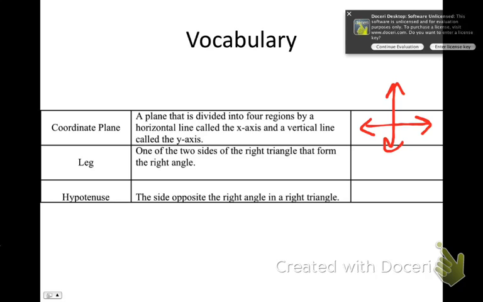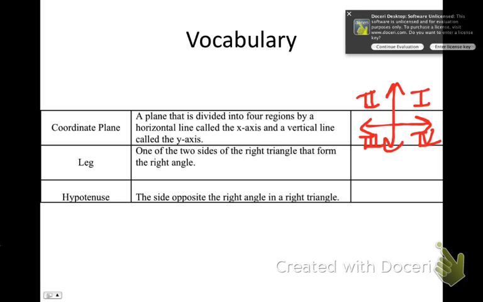Little review. Who remembers what the quadrants are? Who remembers? Trevor? Top right is 1. 1? Left 2. Down 3. Right. Nice job. They go in a counterclockwise direction, going from top right all the way down to bottom right. Okay, yeah, those are the four quadrants. Good review. Now, we are going to talk about the distance formula.